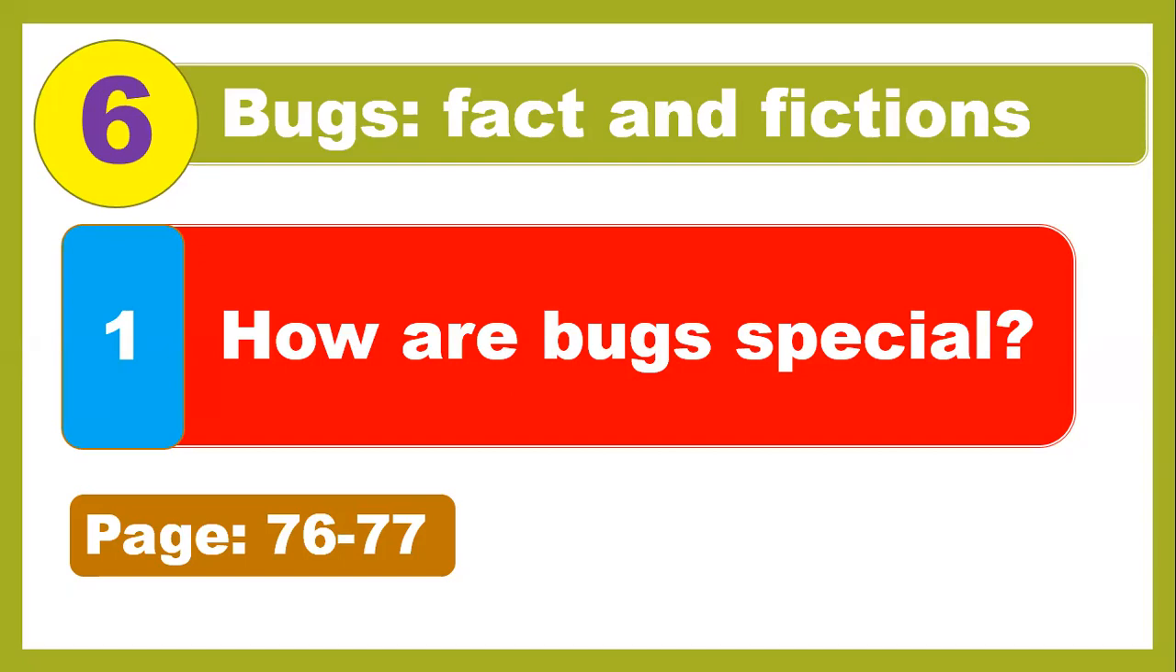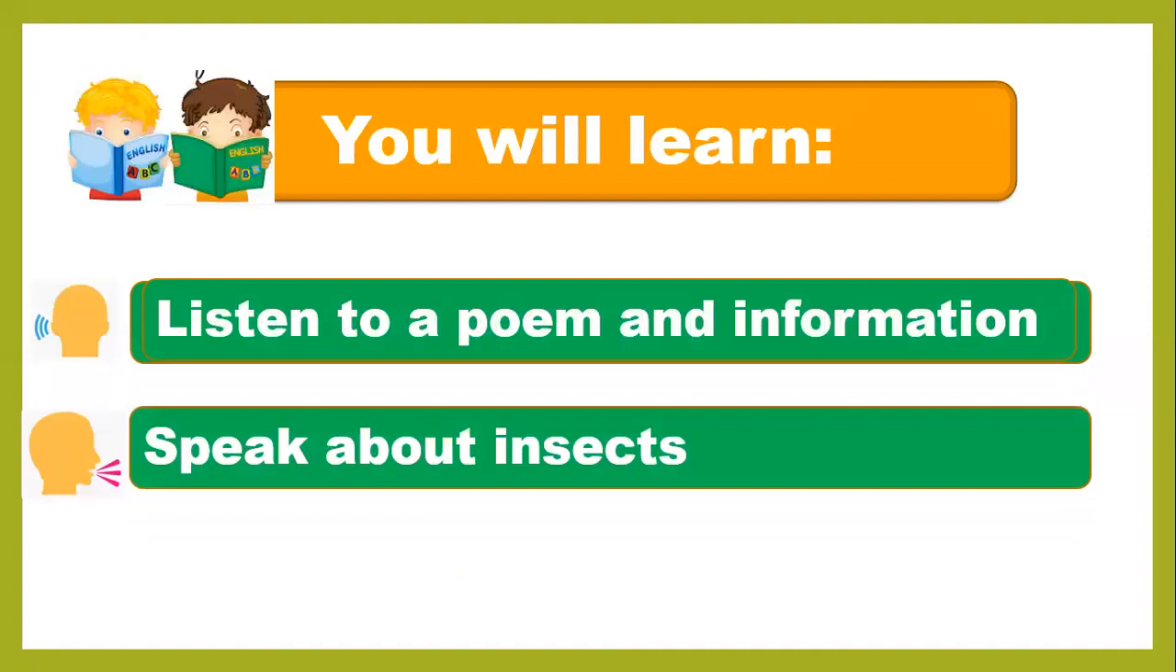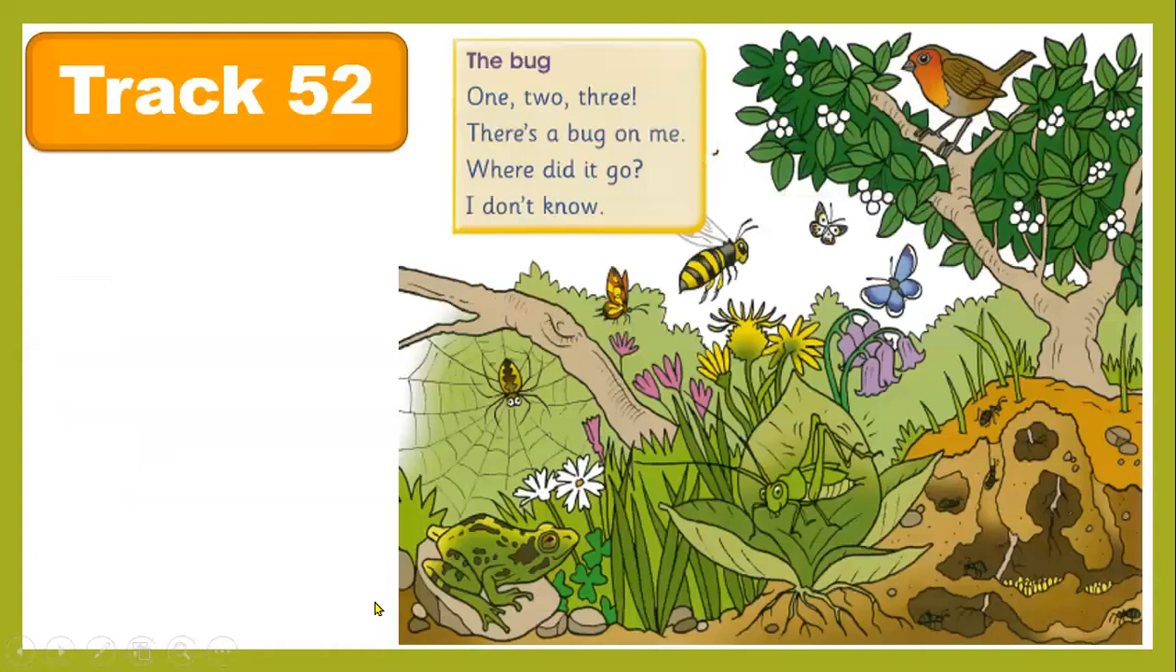In this unit, you are going to talk about different insects, and you will learn information about the insects: how many legs, what they eat, and what their habitats are. So you have to listen to a poem and information about insects, and then you will speak about insects. What did you learn? So now look at the picture. Look at the big picture on your learner's book, page 76.